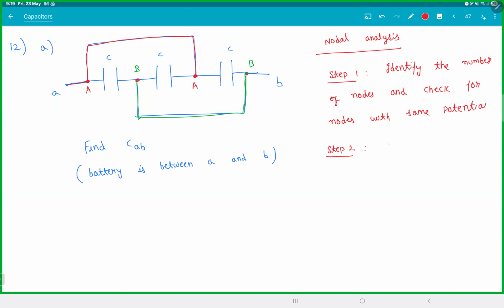Step 2, name the nodes. You can use 1, 2, 3, A, B, C, D, whatever you want to use. Step 3, redraw the circuit.